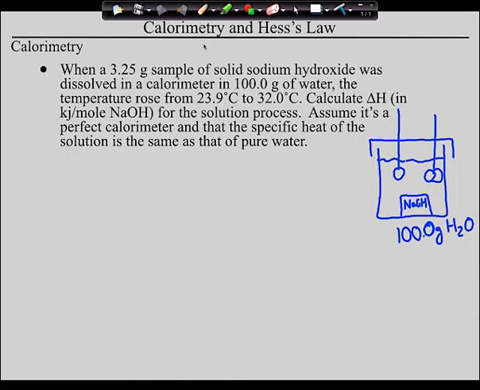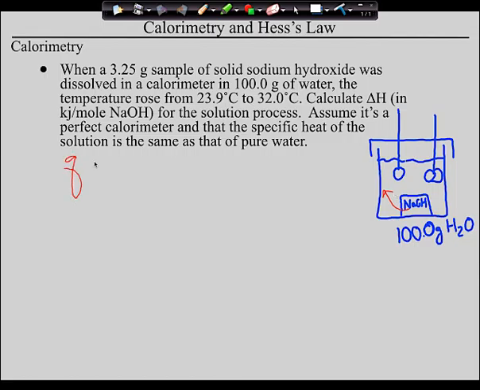But guys, the idea is that the amount of energy that's being absorbed by the water is equal to the amount of energy that's being lost by the sodium hydroxide. So if we can calculate how much energy is gained by the water, we know the amount of energy lost by the sodium hydroxide. So how do we calculate the amount of energy gained by the water? Q is equal to mc delta t. Is that okay?